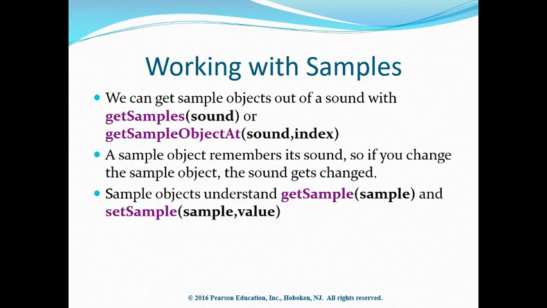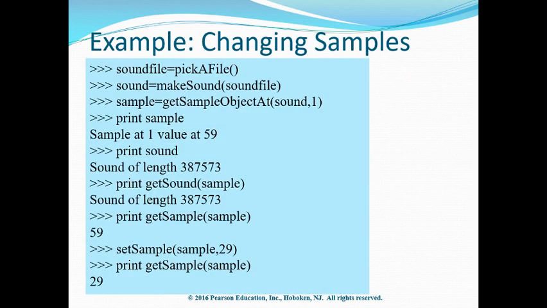Cool. So working with samples, we can get sample objects out of a sound using get samples or get sample object at. A sample object remembers its sound, so if you change the sample object, the sound gets changed. Sample objects understand get sample and set sample. So here's an example of changing samples.